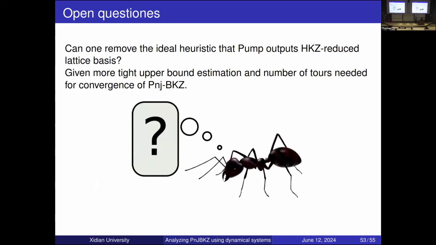And here are some open questions. Can we remove the ideal heuristic that the pump outputs an educated reduced basis at the very beginning? Because in practice, it is not a strictly educated reduced basis output from a pump. And can we give a tighter upper bound estimation or a tighter number of tours needed for convergence of PNG-BKZ? Because during our proof we relaxed the bound to make the proof easier.